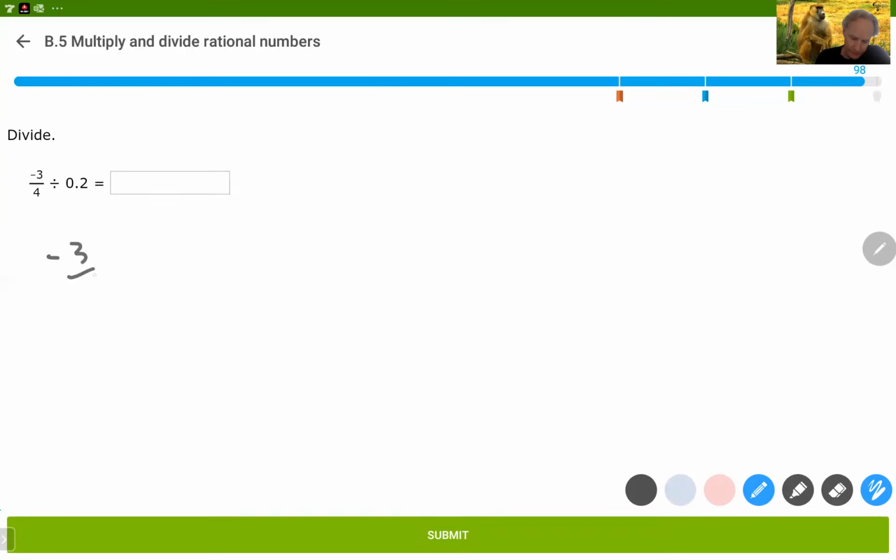Negative 3/4 divided by 0.2, that's 2 over 10 or 1/5. I'm going to put divided by 1/5. That's 0.2. That's negative 3 over 4 times 5 over 1, which is negative 15 over 4.